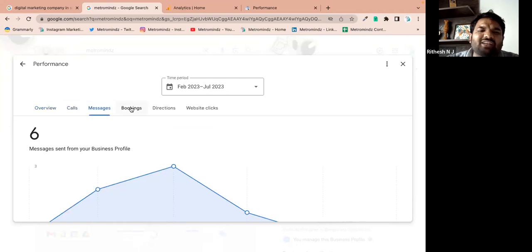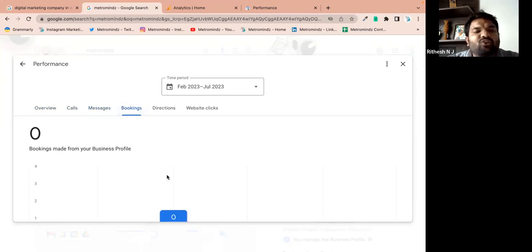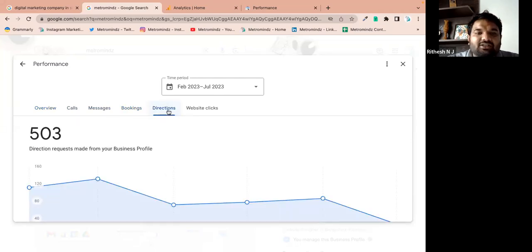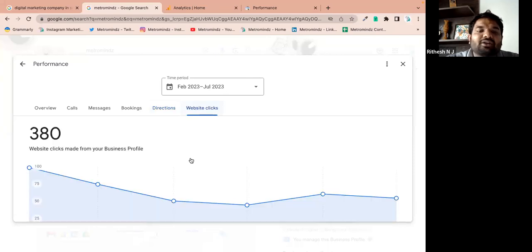I know there are very few people who would message, and bookings are very few for a company like us, but for doctors, booking is very important. People would do it. And you can see how many people searched for directions. If we have a website, we'll also know how many people are searching for our own website. So we are basically reaching those audiences in a very short period of time.